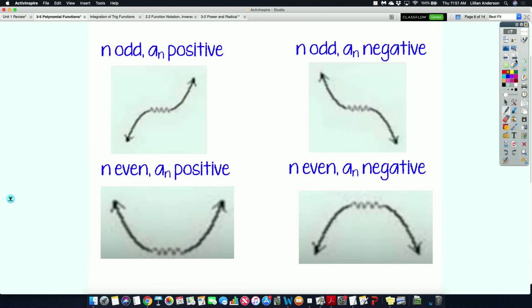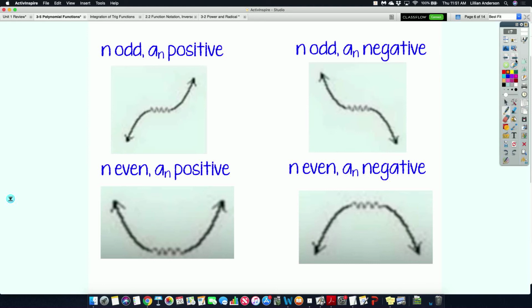Review. This was on the exact same tan-colored, ivory-colored paper when we were talking about polynomial functions. When n is odd and a sub n is positive, in other words, your degree, your exponent is odd, and your leading coefficient is positive, it's going to be a graph that looks like this, where the right side goes up, the left side goes down, and there's something happening in the middle. And we're going to talk about what happens in the middle later. When n is odd and a sub n is negative, it goes the opposite way. The left side's up and the right side's down.